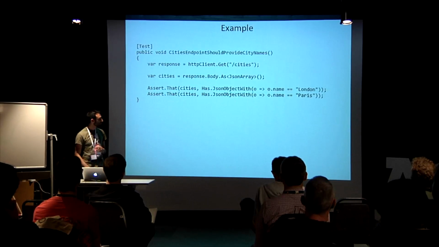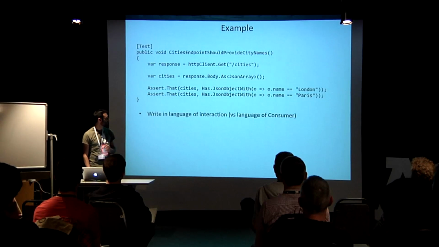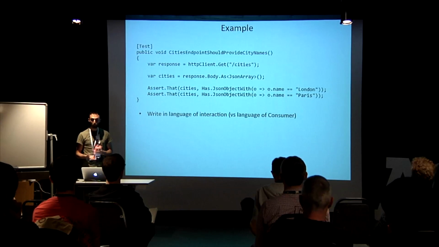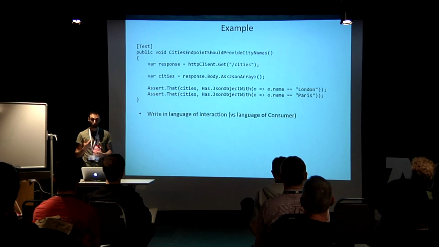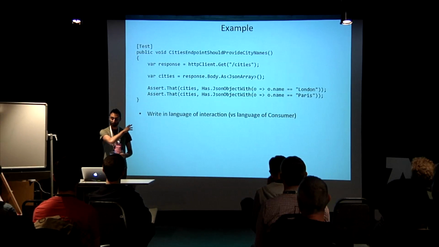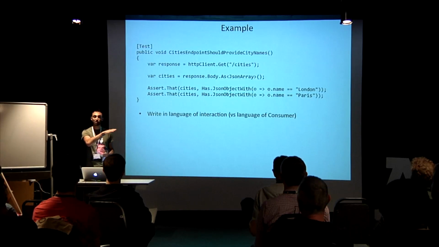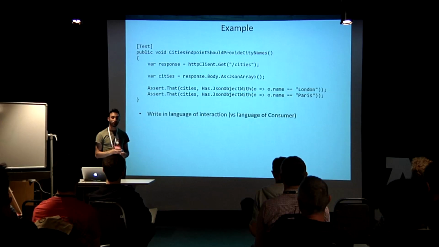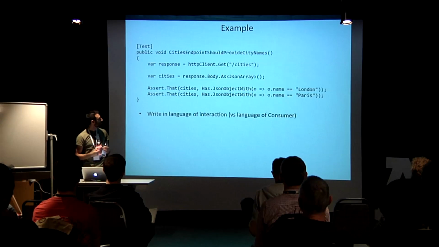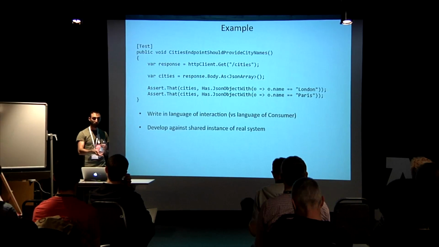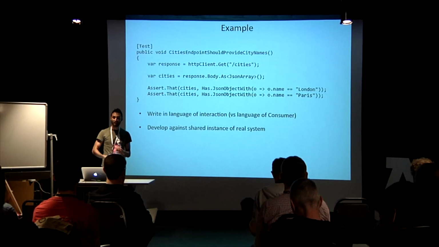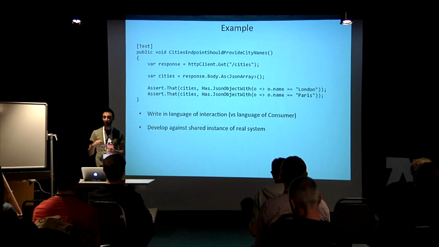Some of the characteristics of this kind of contract test are that it's written in the language of the interaction, of the actual contract, rather than the language of the consumer. So there's no domain code from our side in this. There are no layers of abstraction that might make it hard to interpret failures. It's very much about what we expect from the other system. It was developed against a real version of the external system, so that the developers could write this test and constantly check that it passes against a real system.